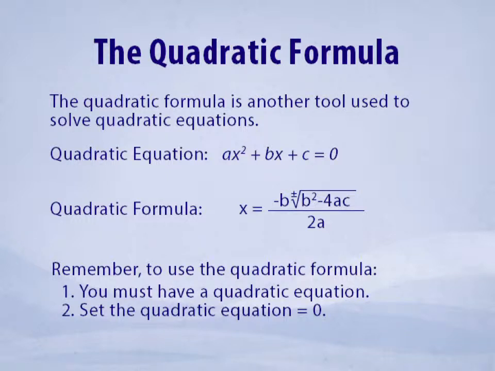x equals the opposite of b plus or minus the square root of b squared minus 4ac, all divided by 2a. Remember, to use the quadratic formula, you must have a quadratic equation. You also must set the quadratic equation equal to 0. Let's try an example.